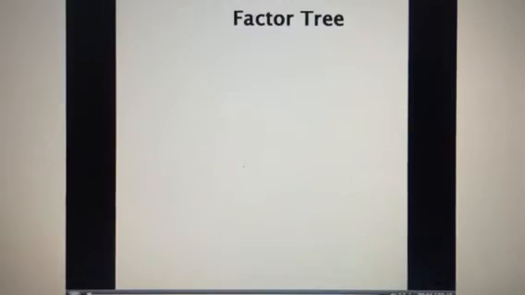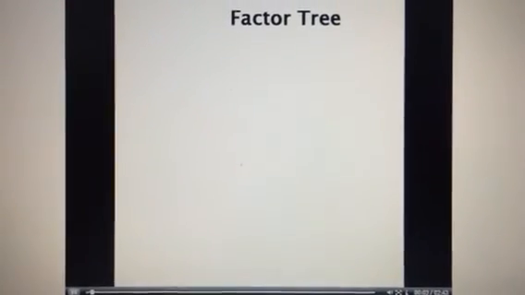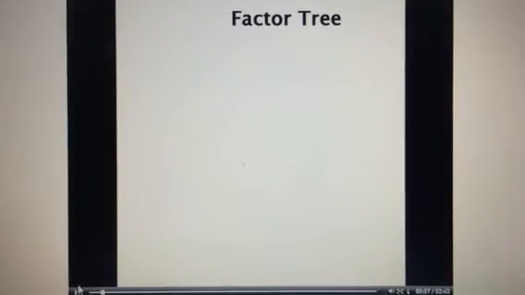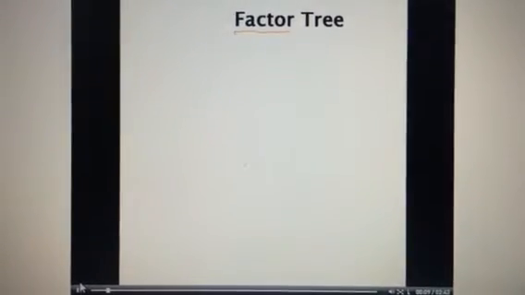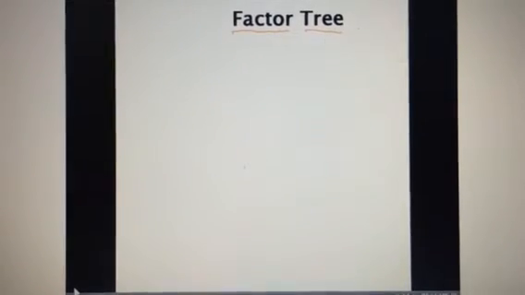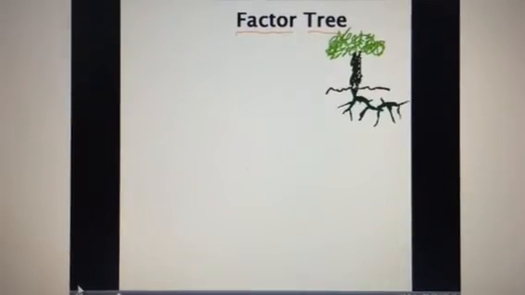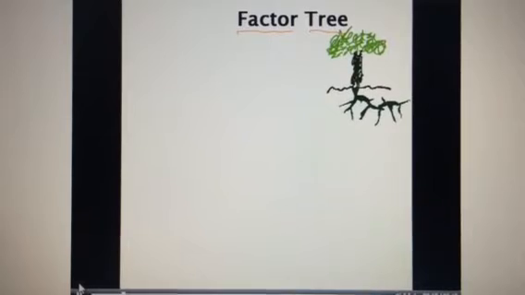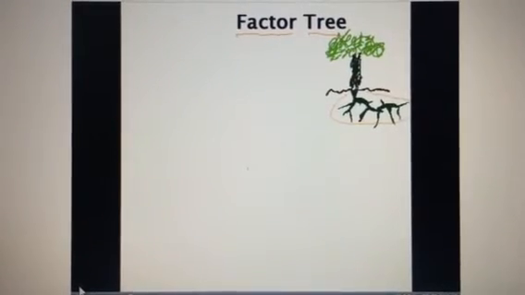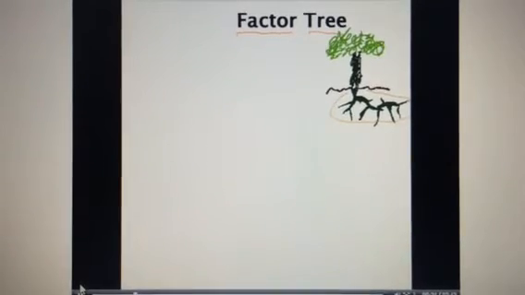A factor tree is just a visual tool that we use to organize the different factors for a number. So a factor being a number that divides evenly into another number, and a tree, yep, you guessed it, a large woody plant with a trunk, leaves, and root system. We're going to concern ourselves mostly with the root system of the tree because that's going to be the closest visual comparison to what we're going to be doing.